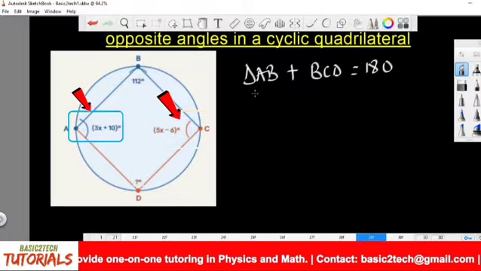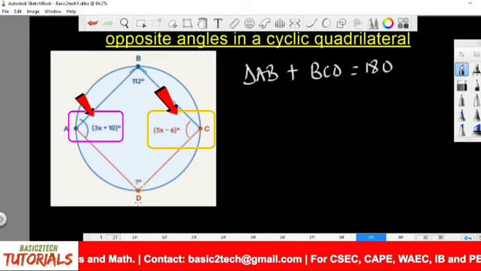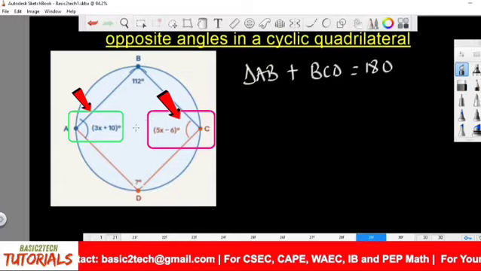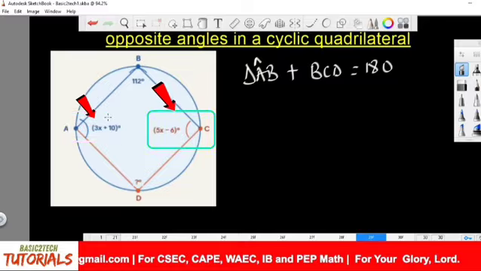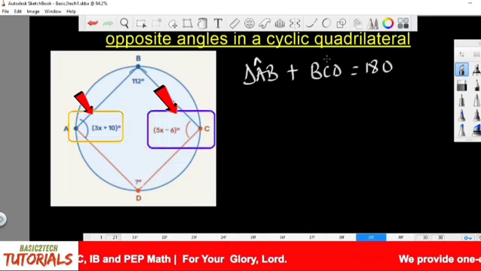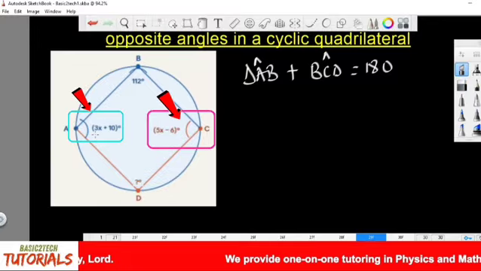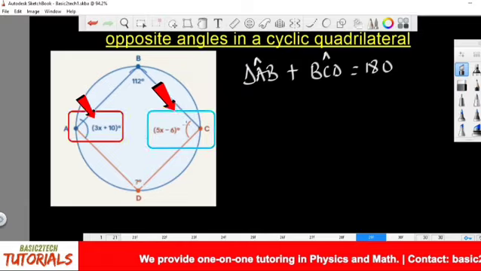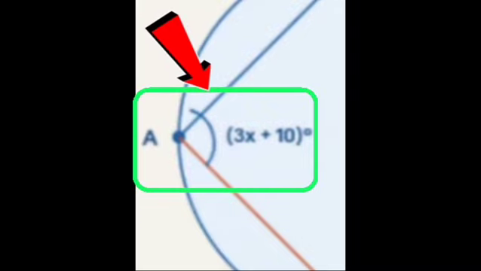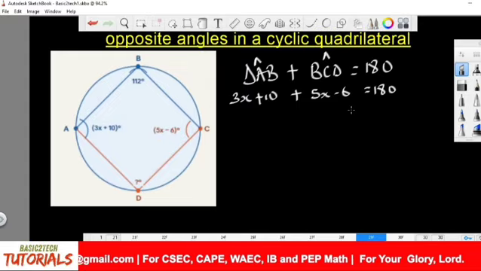Now, if you are confused, when we say angle DAB, it means that the angle is at A, which is right here. If we say angle BCD, it means that the angle is at C. So we have at A, we have 3x plus 10 plus 5x minus 6 equal to 180 degrees.